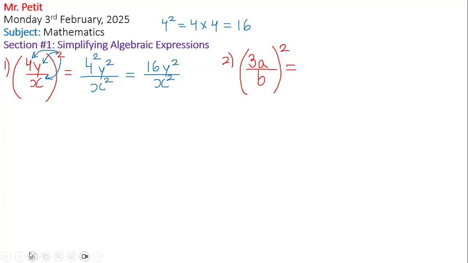Anyone else want to try? What am I going to do for this? I have to apply the 2 to what? To the 3A. Apply it to the 3, to the A, and to the B as well. So it's going to be equal to 3A times 3A. 3 squared, A squared, all over B squared. Very good.